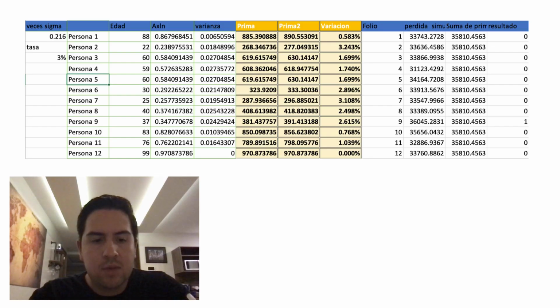Here we have the following table, in which we find the interest rate on the left side corner as well as the sigma that is used. On the other hand, this table extends to 60 people, which is the number that we generated randomly of age simulations. The AXLN is added to the premium one and then multiplied by the square root of the variance, giving us the premium 2. Subsequently, the variation between premiums is calculated with a division, and finally the table shows the premium folio and the loss of the simulation compared to the sum of the premiums. If it's a 0, it's safe, and if it's 1, it's a loss.